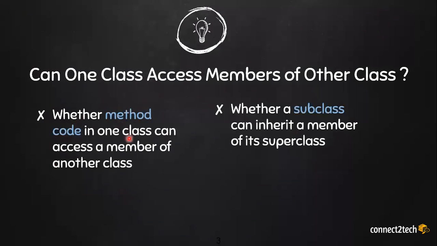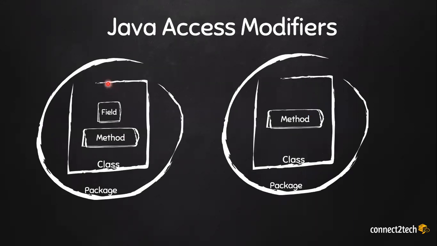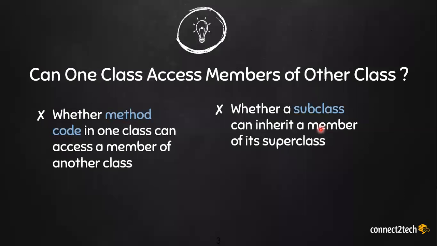So to understand this point, I'll go to my next slide. Here, as you can see, I have this outermost package, another package. Then inside that I have a class. Class has method and field. Similarly, another class is there here, and then there is a method.